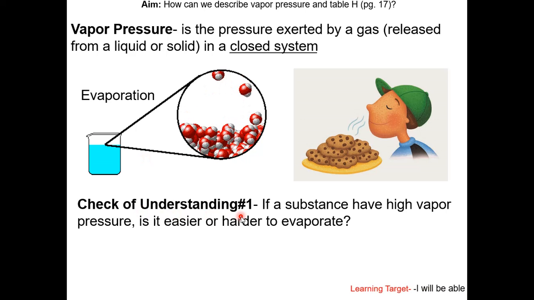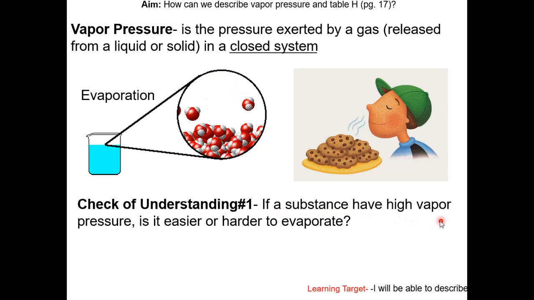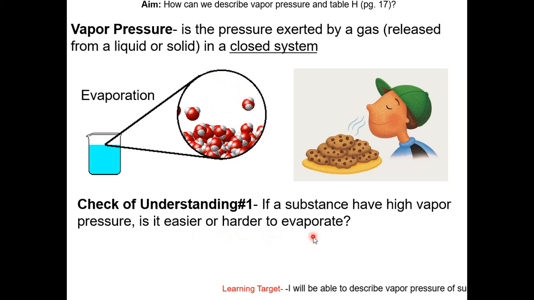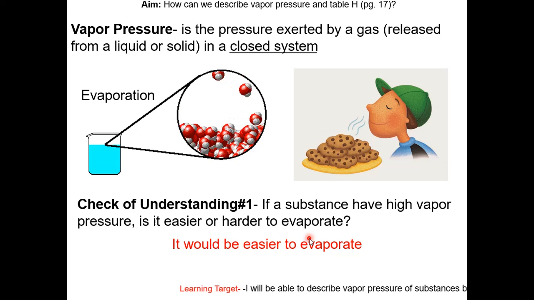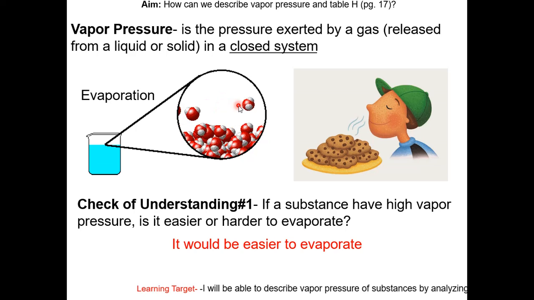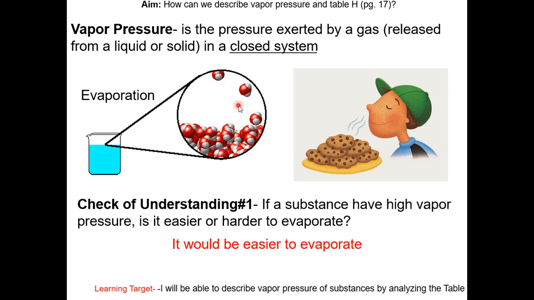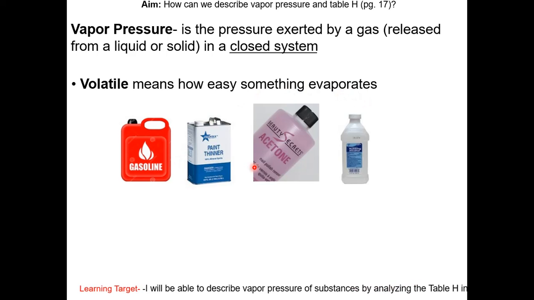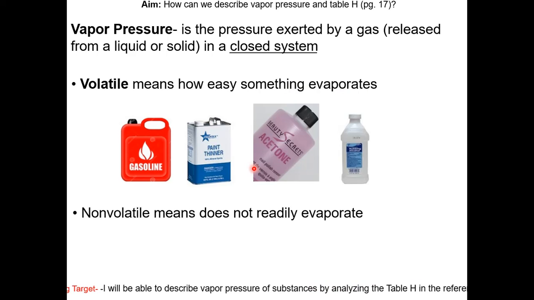Check of understanding number 1. If a substance has high vapor pressure, is it easier or harder to evaporate? It will be easier to evaporate because the substance is turning into a gas exerting pressure. Volatile means how easily something evaporates. Here are some examples of substances that are volatile. Non-volatile means it does not readily evaporate.